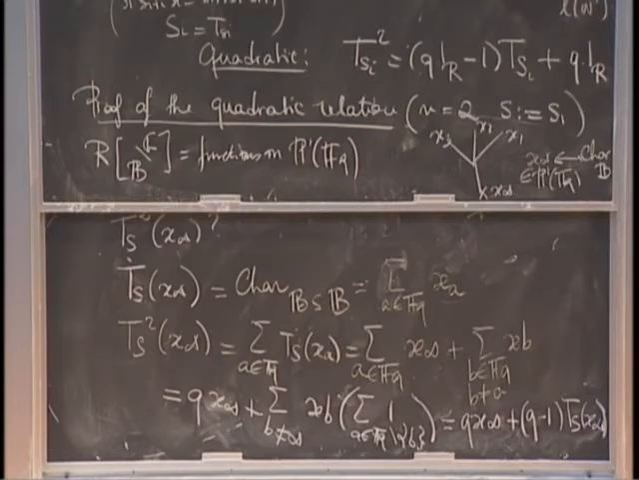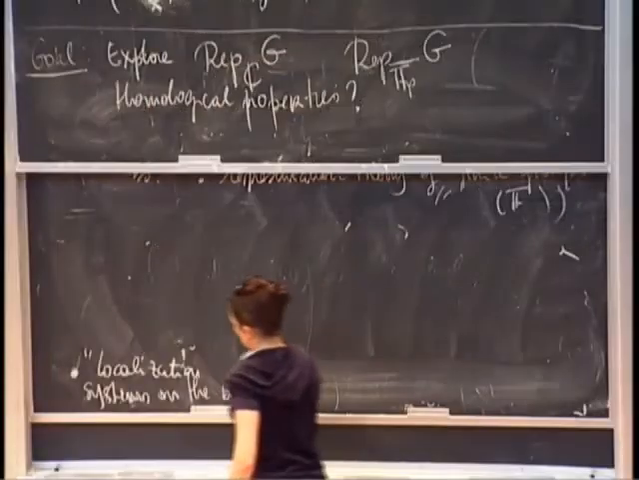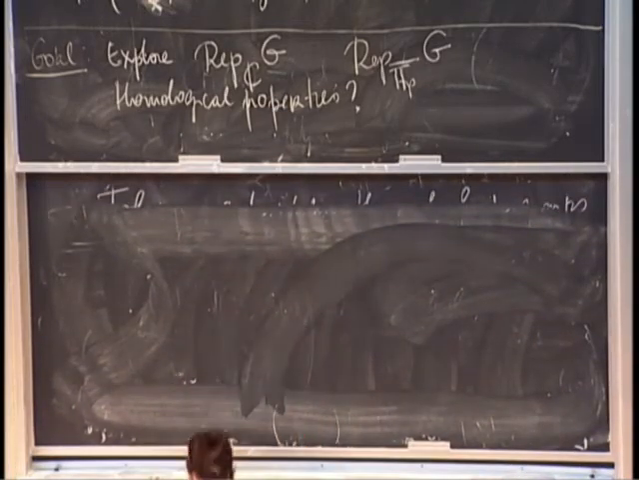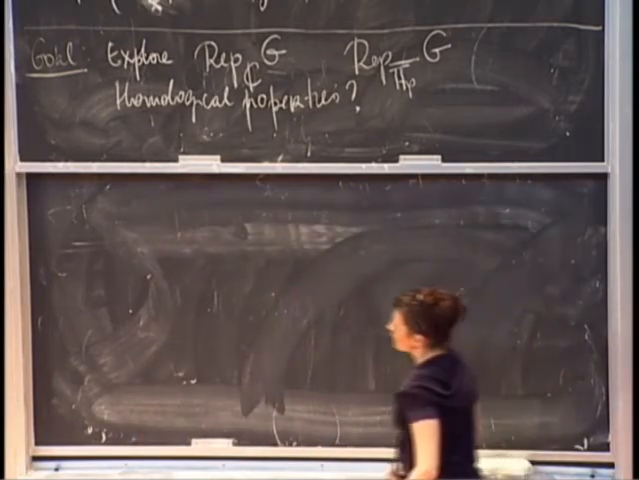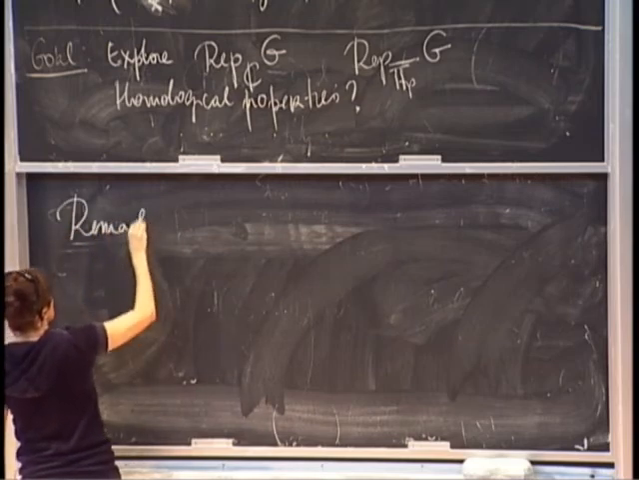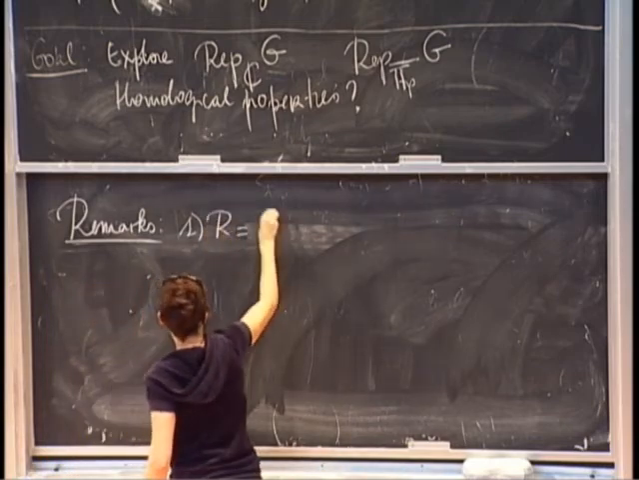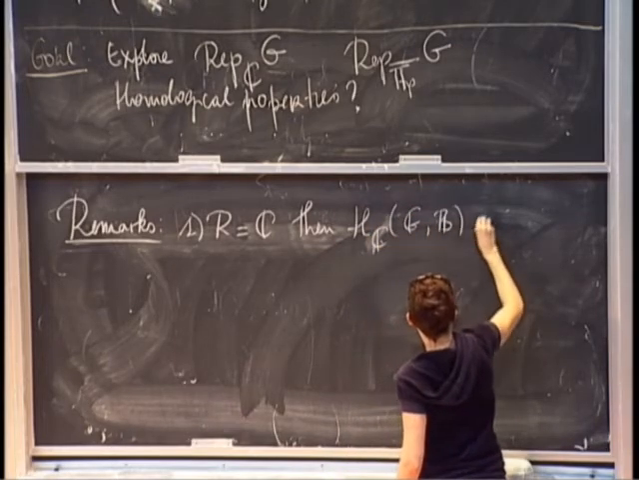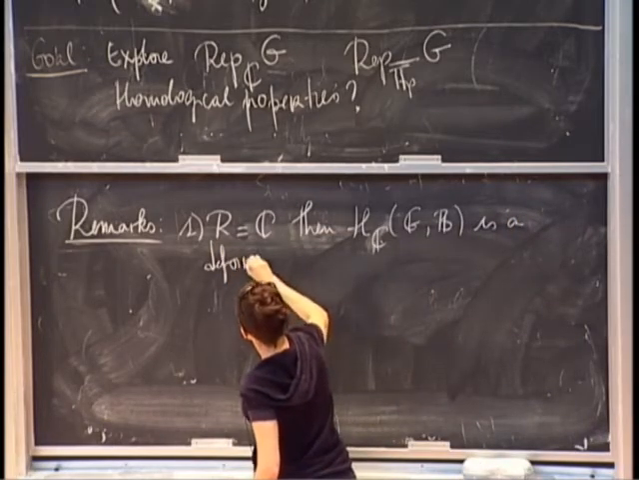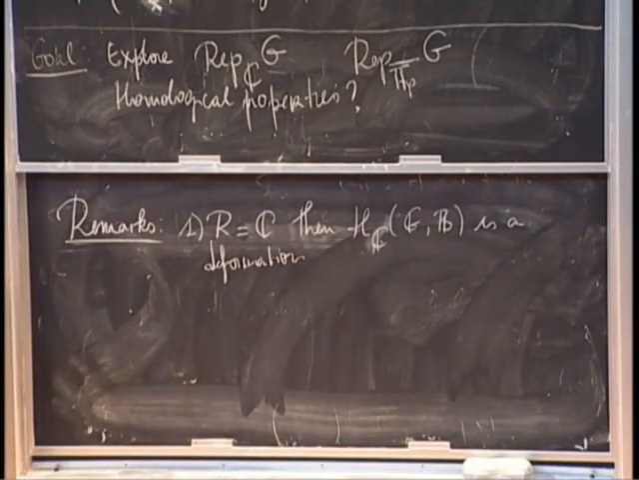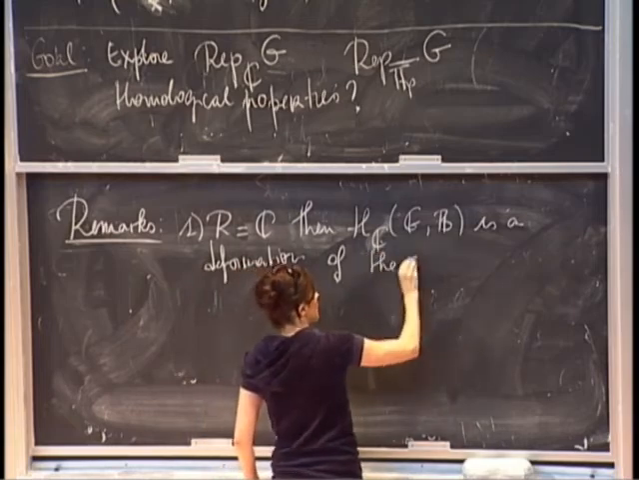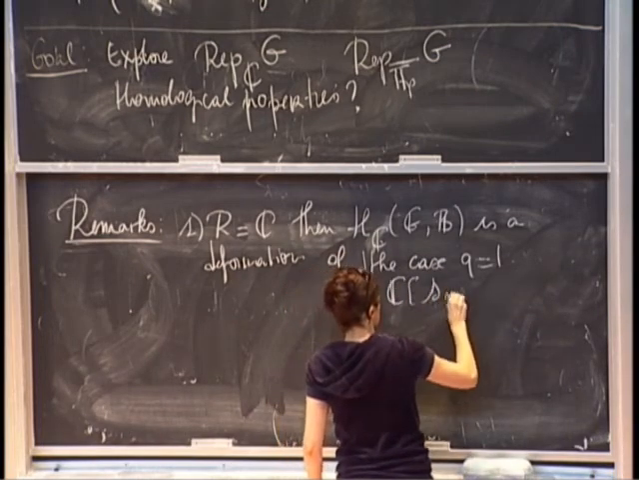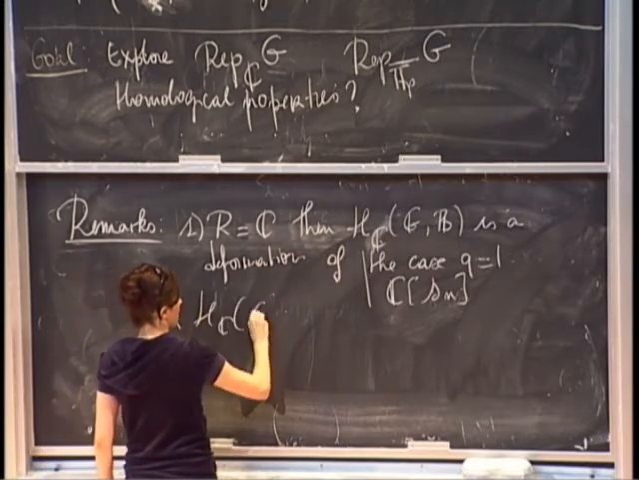So remarks about this Hecke algebra. Well, first, if R equals C, then this is just a deformation, as we see, because q is not 0, of the case q equals 1, which is the algebra of the symmetric group. And therefore, this is a semi-simple algebra.